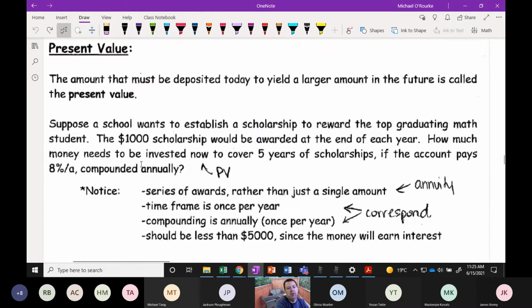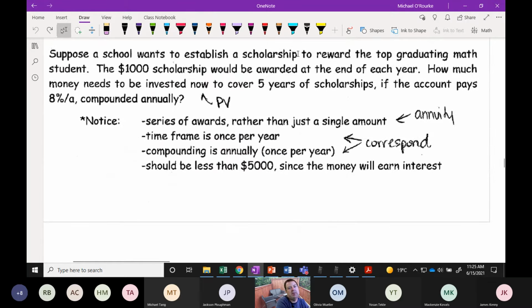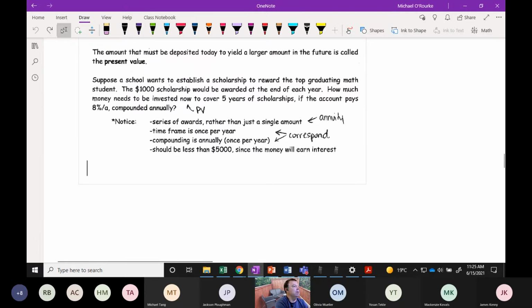Okay, so suppose a school wants to establish a scholarship toward the top graduating math student. Okay, the $1,000 scholarship would be awarded at the end of each year. How much money needs to be invested now to cover 5 years of scholarship if the account pays 8% annually? All right, so I'm going to grab my formula over here real quick and I'll bring it over.